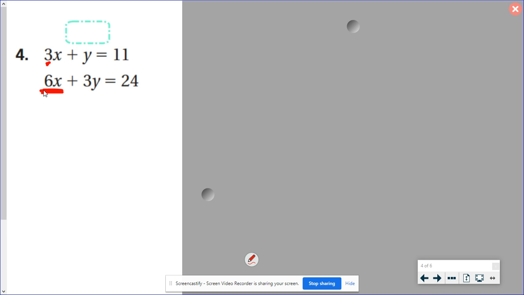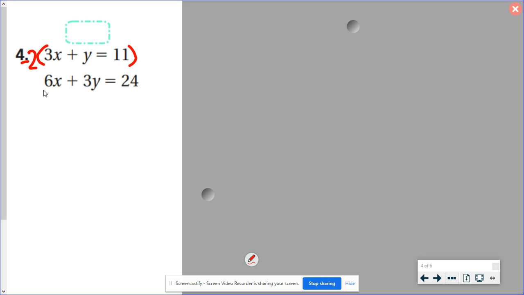I could make this into a -6 if I multiplied by -2. On the other hand, if I looked at my y's, this is a positive 3y. If I could make this a -3y, just by multiplying by -3, that would work as well. And it really doesn't matter. You can truly pick either one. I guess I'm probably going to pick the -2, just because multiplying by -2 keeps my numbers a little bit smaller. So if I multiply this equation by -2, I'm going to distribute.